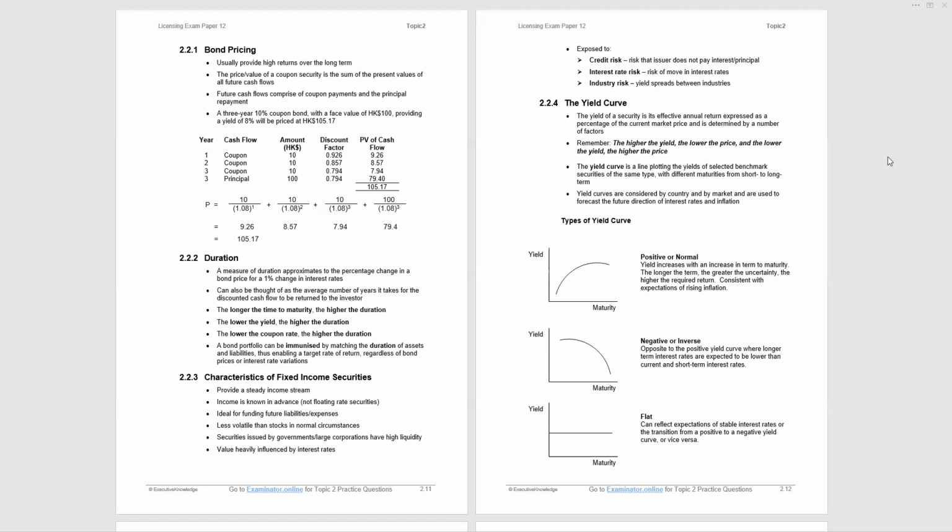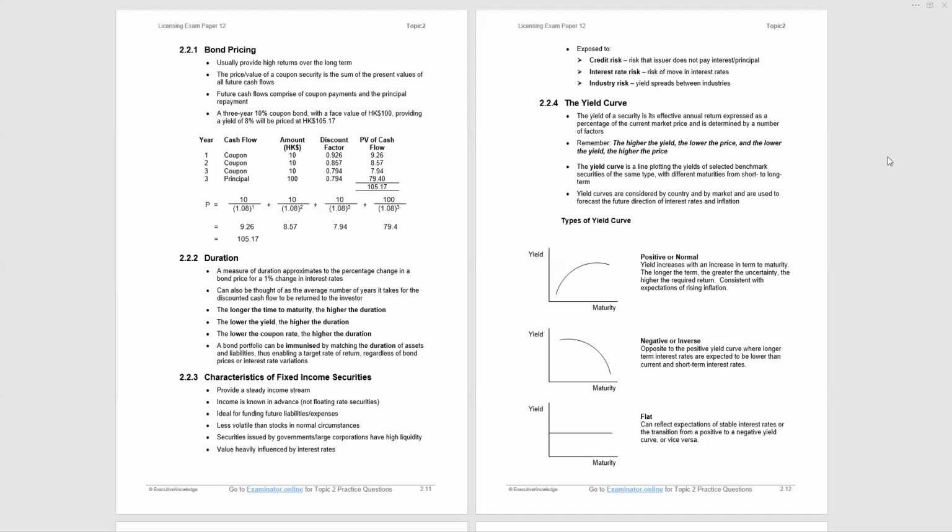Moving along to 2.2.2, duration, the concept of duration. This is a measure of bond price sensitivity to changes in interest rate. Now, please be aware with fixed income securities, if the interest rate goes up, the bond price goes down, and if interest rates go down, the bond price goes up. Now, that first bullet point tells us it's a measure that approximates the percentage change in a bond price for a 1% change in interest rates.